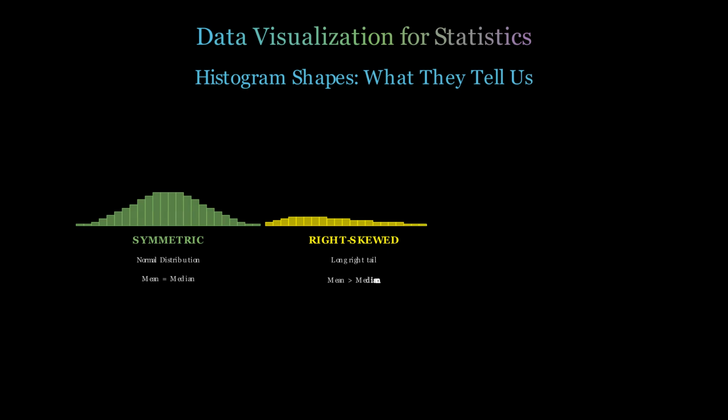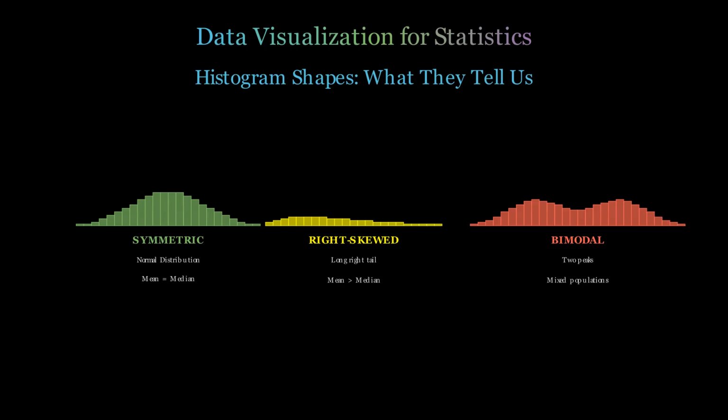A bimodal distribution shows 2 distinct peaks, suggesting you have 2 different populations mixed together, perhaps male and female heights, or 2 different product quality batches. Recognizing these shapes immediately tells you what statistical methods are appropriate and what your data represents.